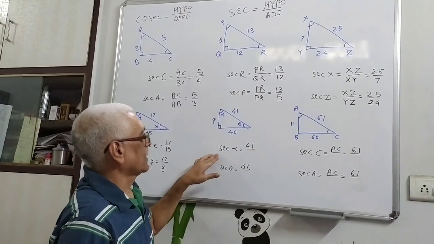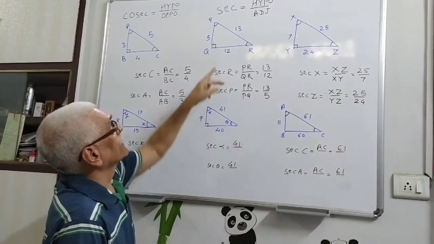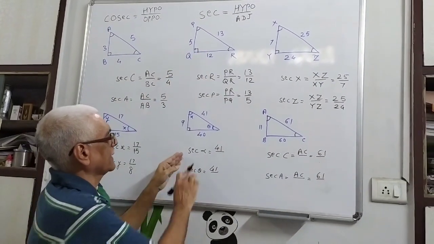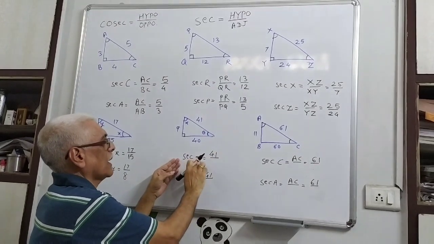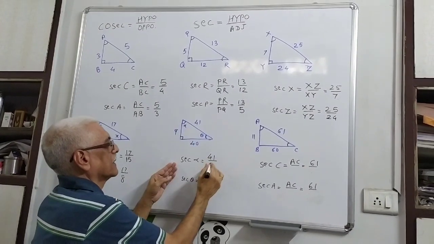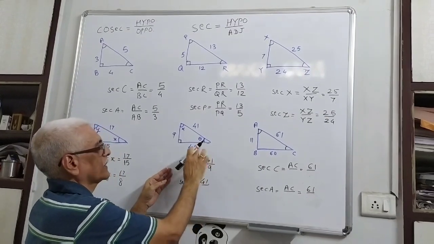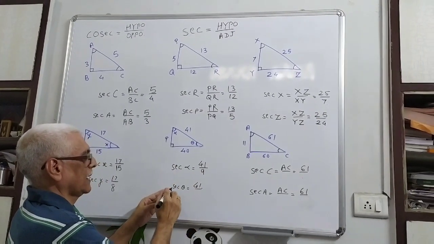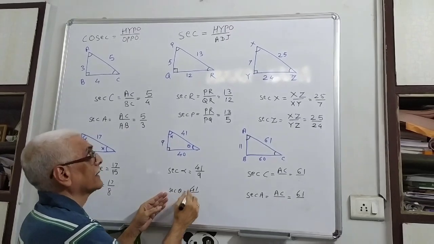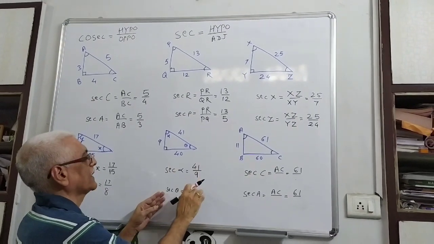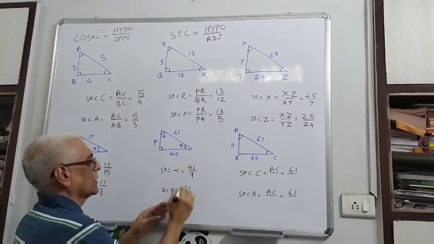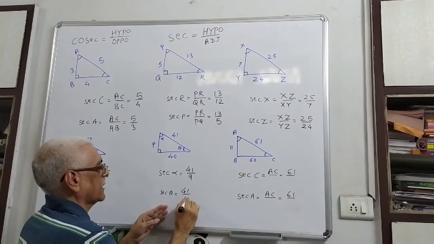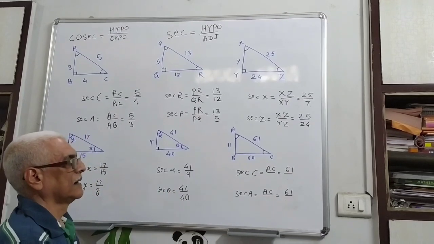In this figure, we want sec alpha, where sec means hypotenuse upon adjacent side. Hypotenuse is 41 and adjacent to alpha is 9. So 41 upon 9 is the value of sec alpha. If you want sec theta, it is again hypotenuse upon adjacent side. Hypotenuse is 41 and adjacent to theta is 40. So 41 upon 40 is the value of sec theta.